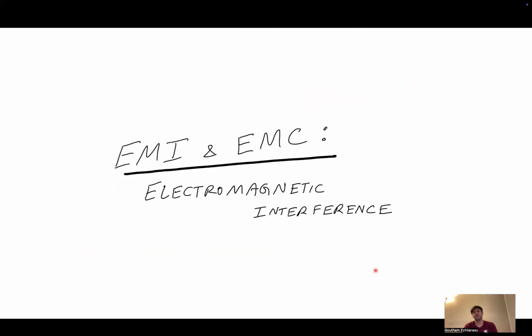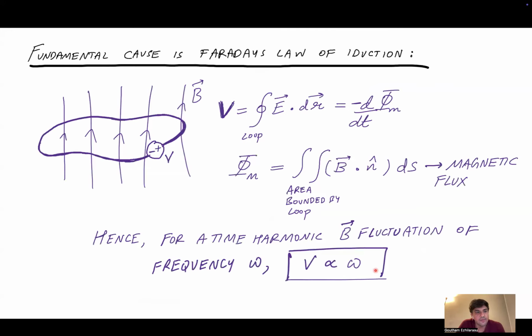So now let's change gears and talk about the next important factor when it comes to signal integrity, which is EMI and EMC, also called electromagnetic interference. The fundamental cause of electromagnetic interference comes from Faraday's law of induction. So imagine you had a current carrying loop as shown here. This is a loop of wire, and imagine I have a voltmeter connected here. And now imagine through this loop of wire, I have a magnetic field that is changing with time.